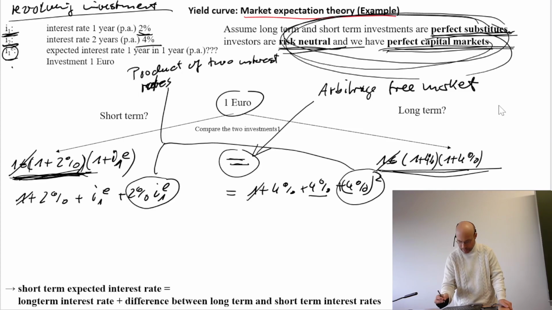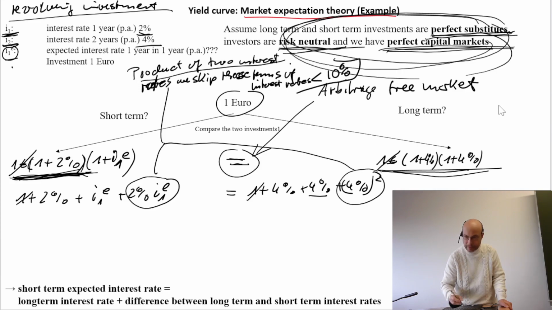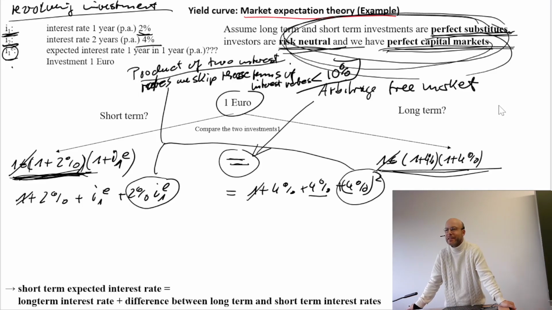So since this is a product of two interest rates, we skip these terms if interest rates are lower than 10%. Well, we are still in these situations.